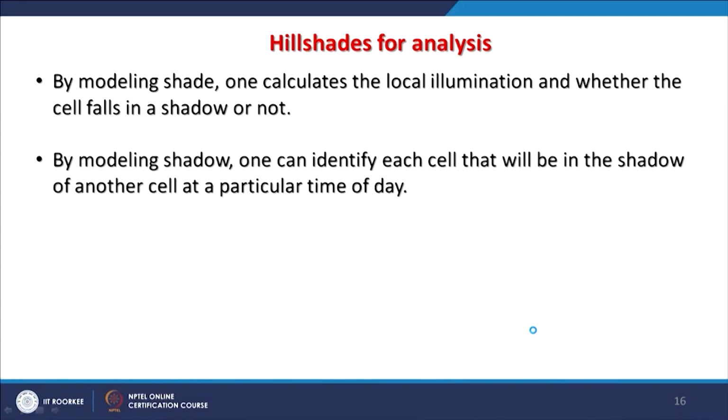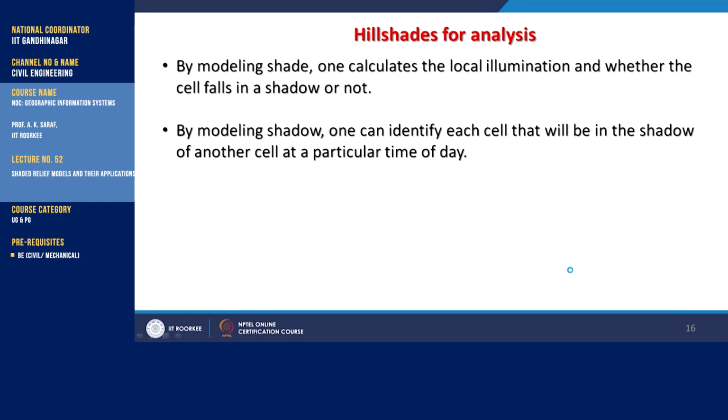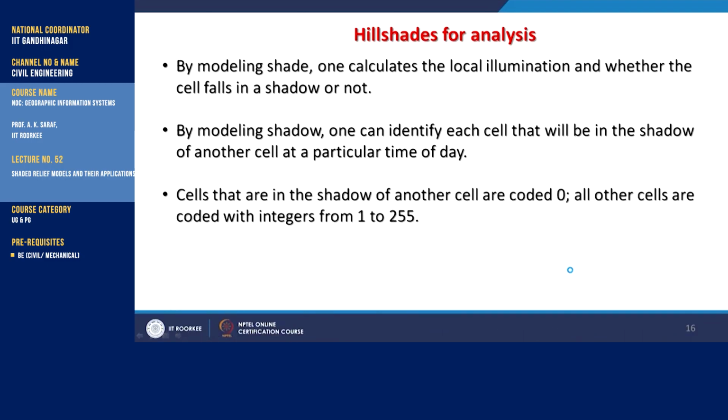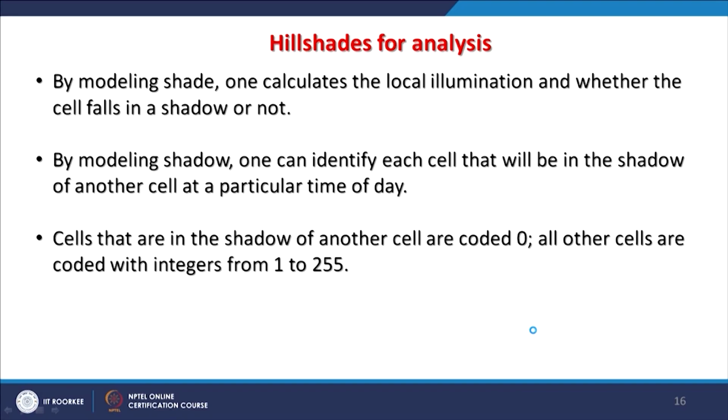And by modeling shadow, one identifies each cell that will be either in shadow or illuminated at a particular time. So, if we want different timings for the same terrain, digital elevation model or hillshade, say starting from morning to evening, you can keep changing the sun position and then create a simulation of how the shadows vary or change throughout the day.